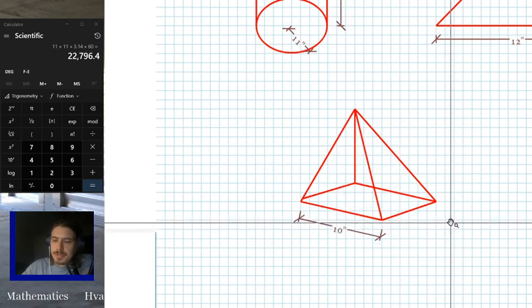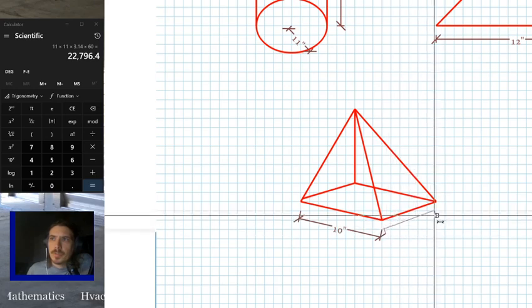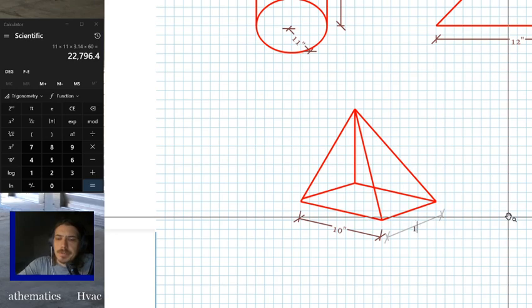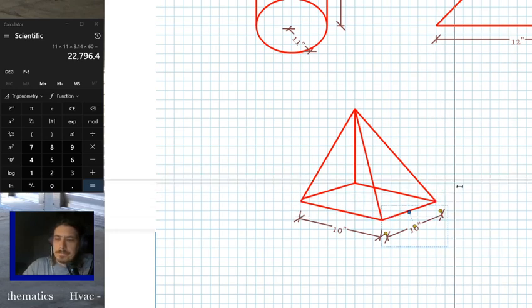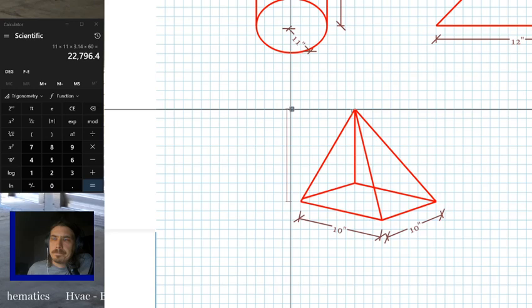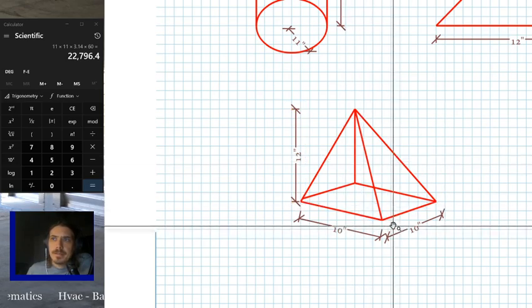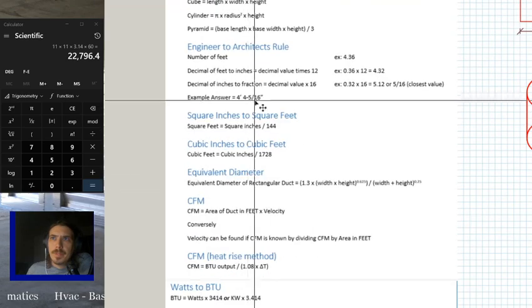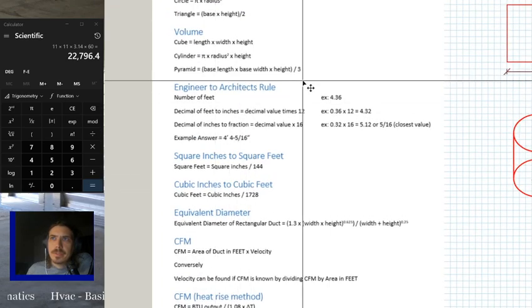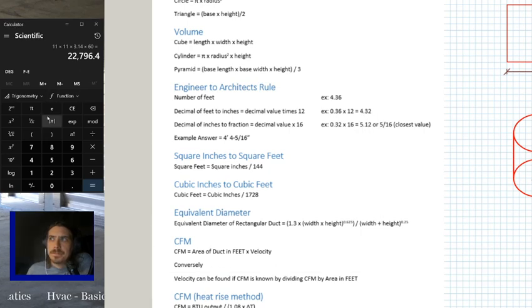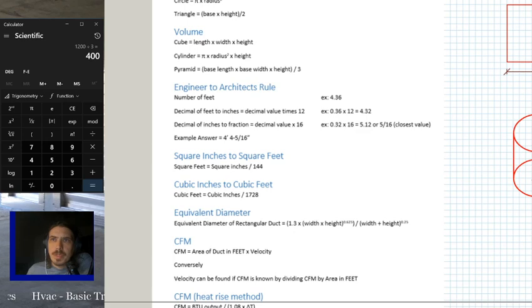Normally this would be something like a vaulted ceiling or something like that, but we'll just go with a more basic measurement for now. Let's just go 10 inches by 10 inches by 12 inches on the height. So we'll have 10 times 10 times 12 divided by 3. Base length by base width times height. So 10 times 10 times 12 divided by 3, 400 cubic inches of room in that pyramid.